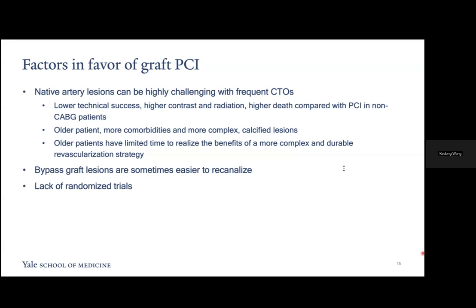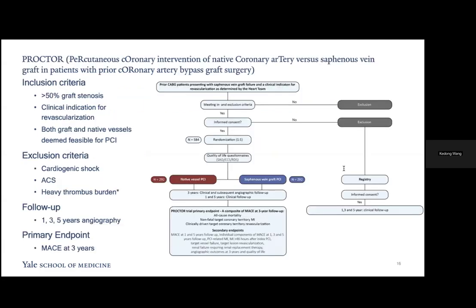Other than that, I would say that in general, there's a lack of randomized clinical trials on the benefits of native versus vein graft PCI, although that's going to change. This is an ongoing trial that will probably come out in a few years or so. It's enrolling patients for about 3 years. The primary endpoint will tell us whether or not there's a difference between native versus vein graft PCI. This is a trial that takes place in the Netherlands.